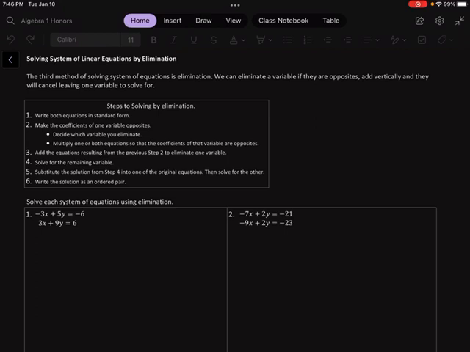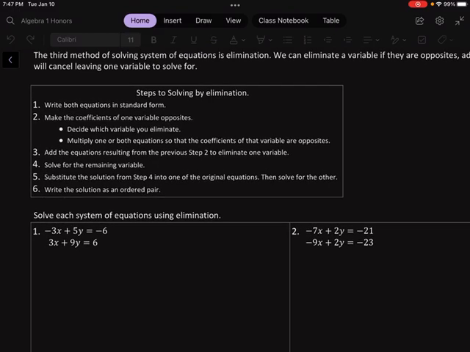We can eliminate a variable if they are opposites. Add vertically, and they'll cancel, leaving one variable to solve for. So I put some steps up here. It's important to write both of those equations in standard form to start off. We want to make coefficients of one variable opposite. So you'll decide which one you actually want to cancel out and eliminate. If they're not opposites, we need to make one of those variables' coefficients opposite. So that's why we will multiply one or both of them.